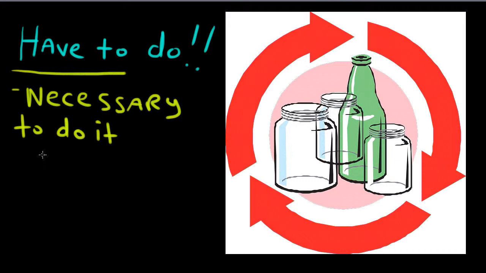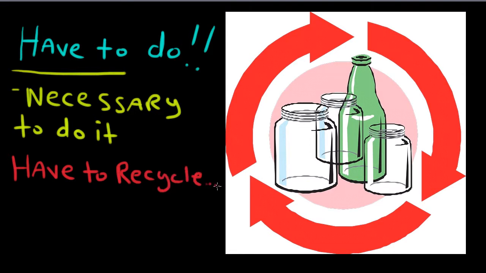Let's look at examples of how we use have to. We use have to with have, and then to, and then the verb. We have to recycle. Recycle is when you take your glass and plastic and paper and put it in the recycling bin and use it again. So we have to recycle if we want to save the earth.